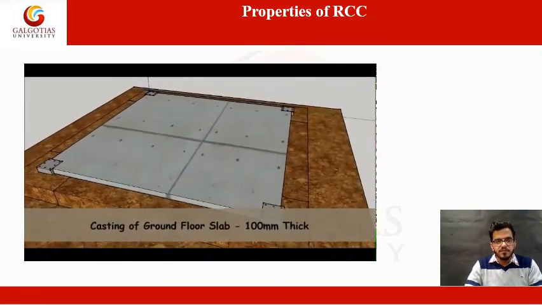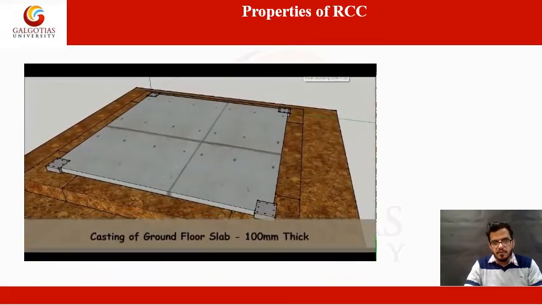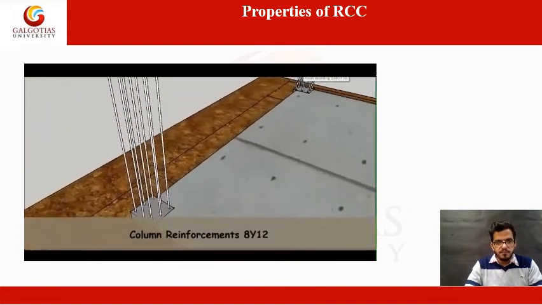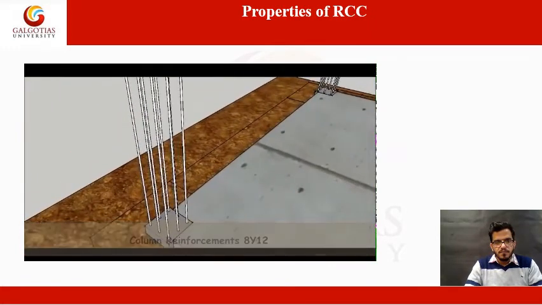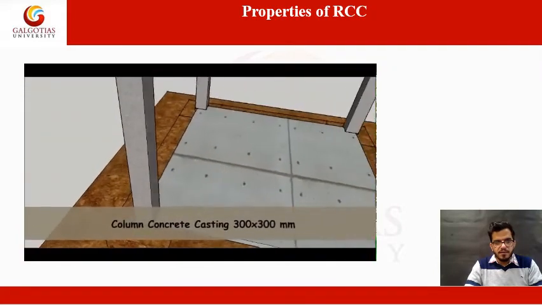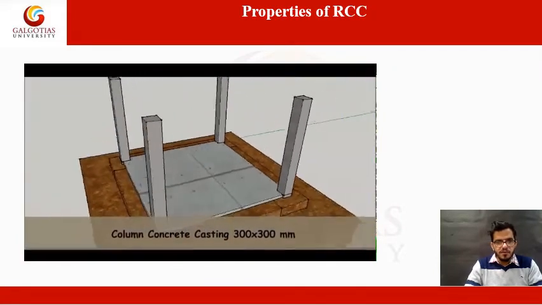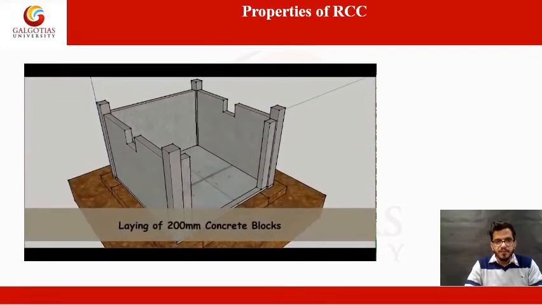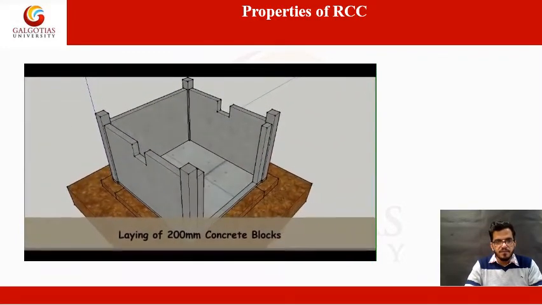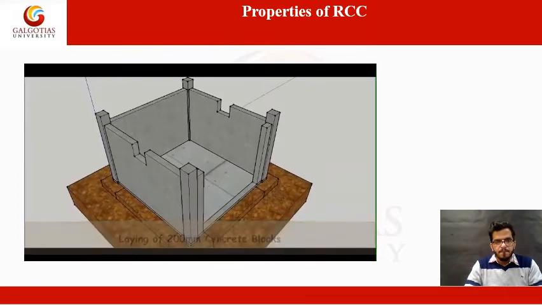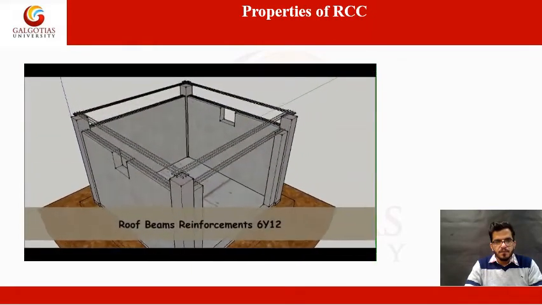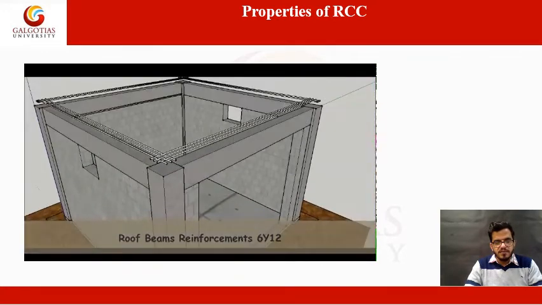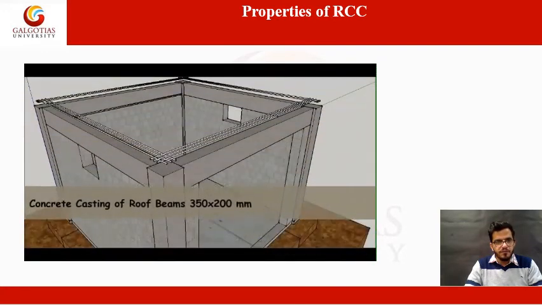Then column reinforcement is done as per the calculation of the number of RCC and steel bars. Concrete columns have been cast, 300 by 300 mm. Finally, the laying of blocks. The roof beam reinforcement is done. Then the concrete casting of roof beams, which have dimensions of 350 by 250.